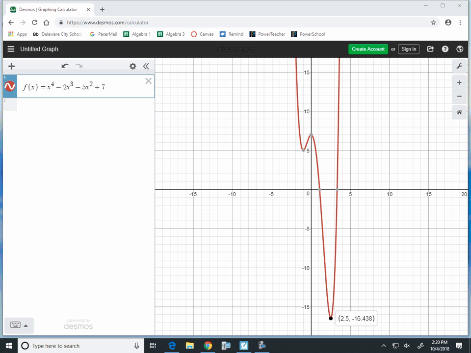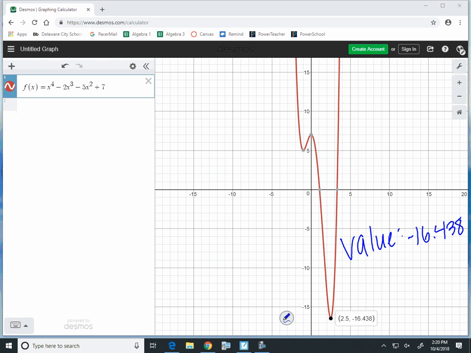Okay, on the line it says find the minimum value. What's the minimum value? We don't want the point, we want the value. What's the value? The x or y? Y. So if you look right here, the value is negative 16.438.